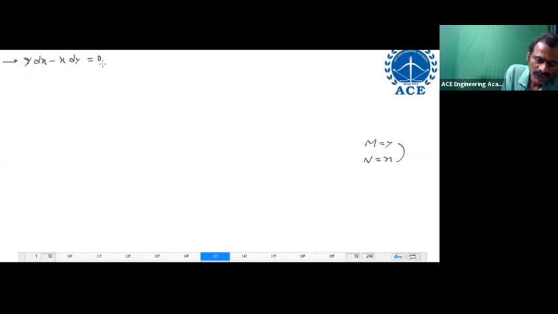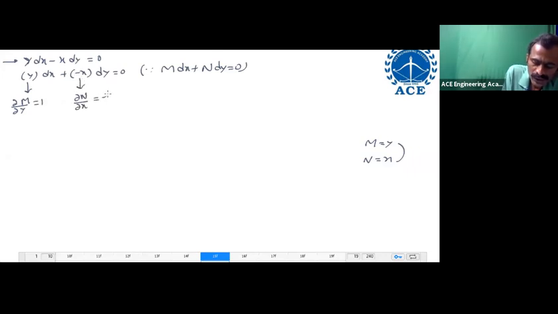Now it is in the form of M dx plus N dy, or if you write the standard form, y dx plus minus x dy equal to 0. Since it is in the form of M dx plus N dy equal to 0, here M with respect to y, that is dou M by dou y, equals 1, and for N, dou N by dou x equals minus 1. These two are not the same.